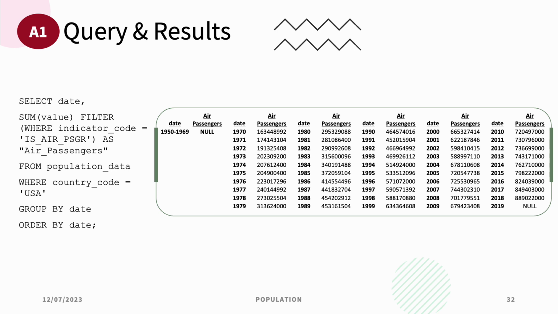Then next slide. In this SQL query, we're able to retrieve the data related to air passenger statistics for the United States from the population data table. It summarizes the total value of air passenger indicator for each day, presenting it as air passengers. The query groups results by day, orders them in ascending order by day, and displays the day along with the corresponding total air passenger figures.